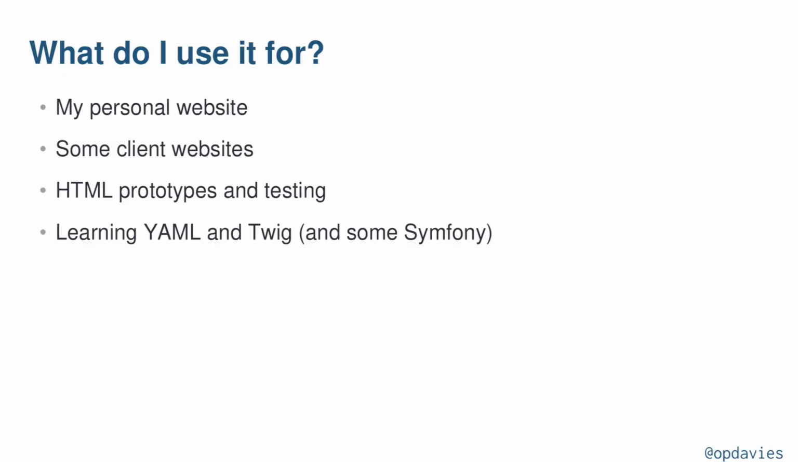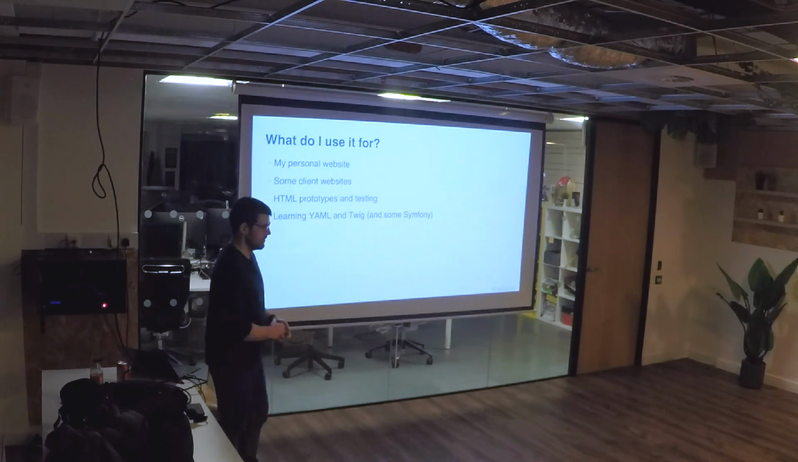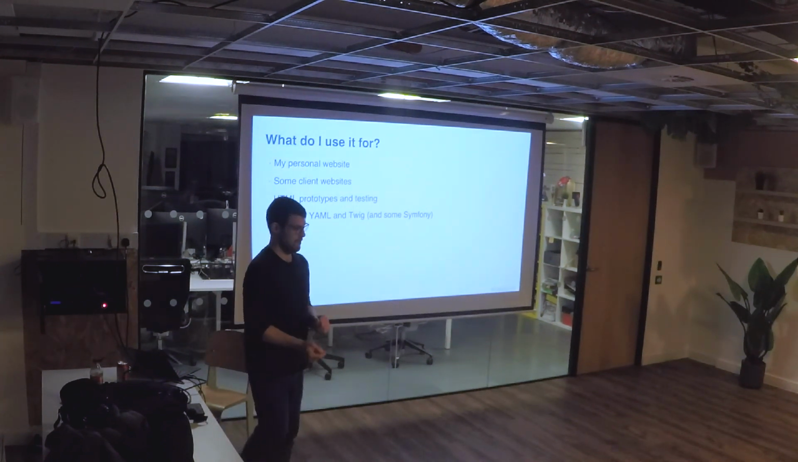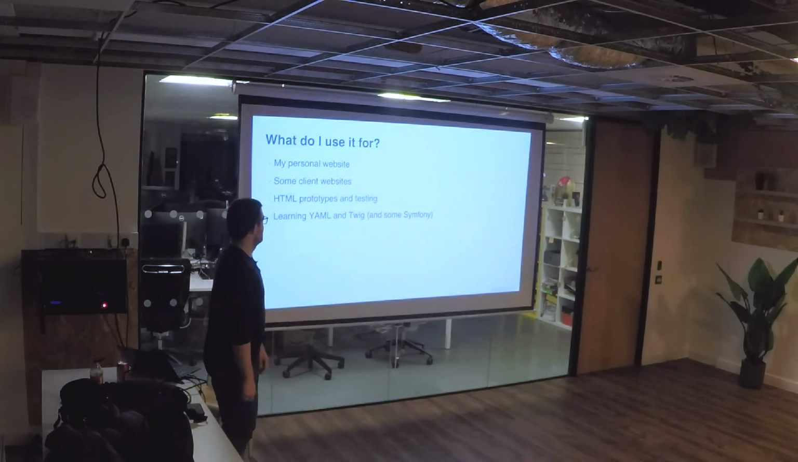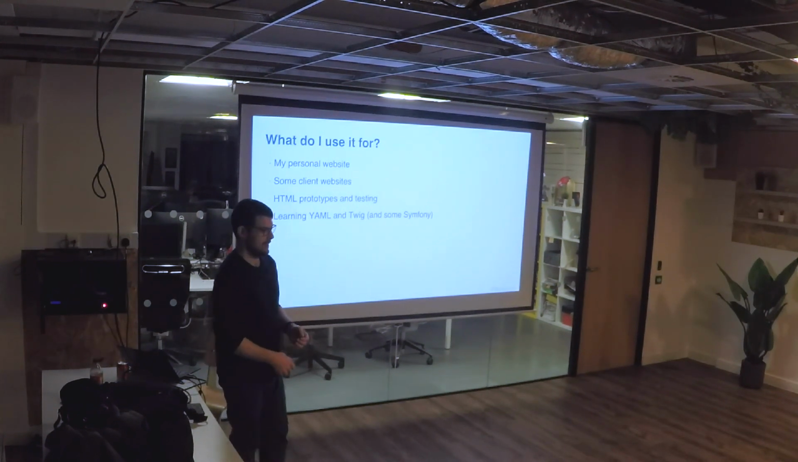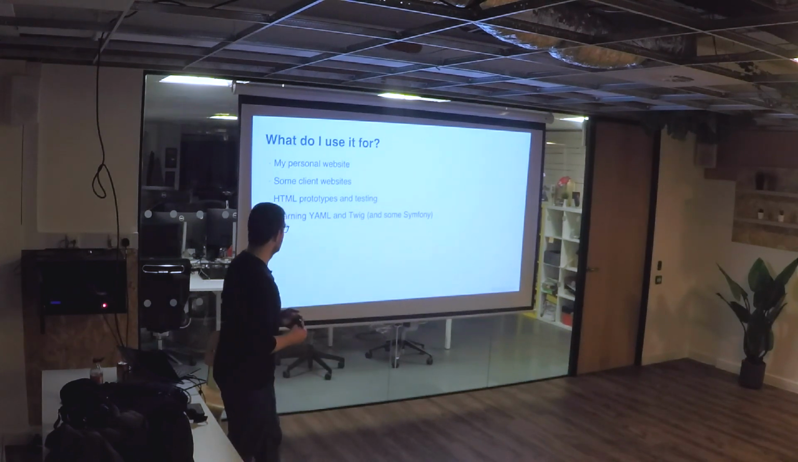Some of the types of things I use it for. I use it for my personal site. I was when I gave this talk before, and then I moved it off, and now I'm back on it again. So the link at the end for my site on GitHub will be the one for the current version of the Sculpin site that's on there.